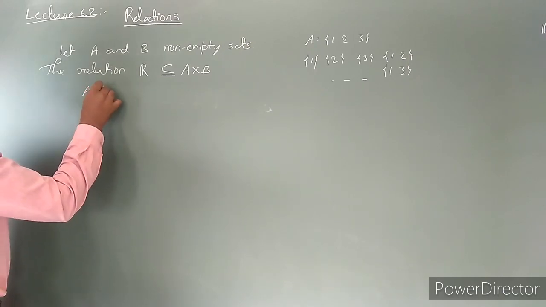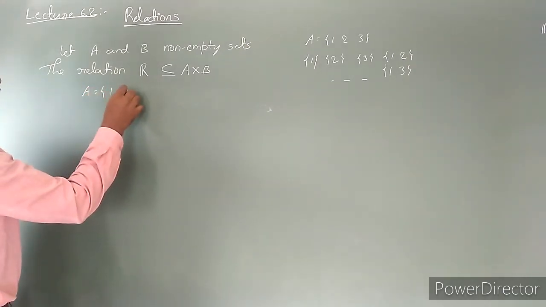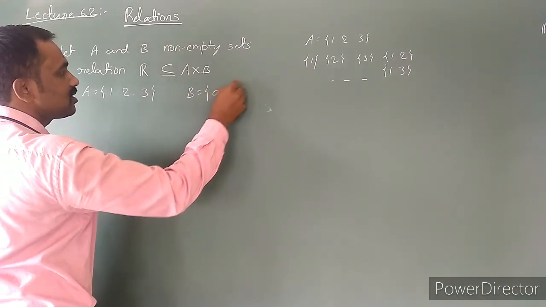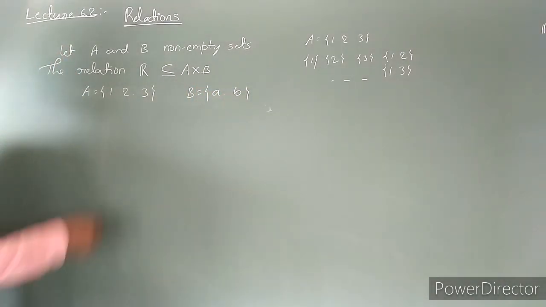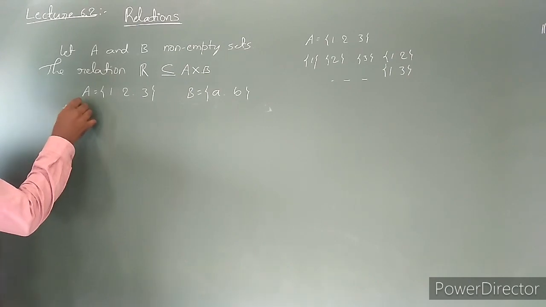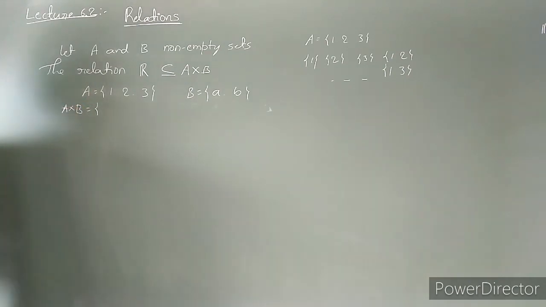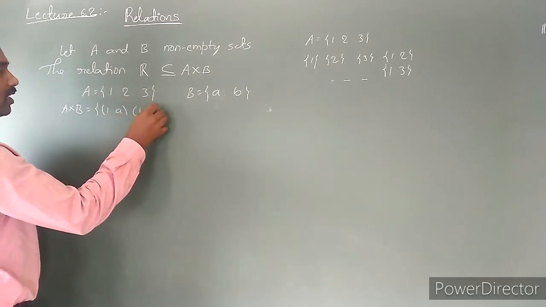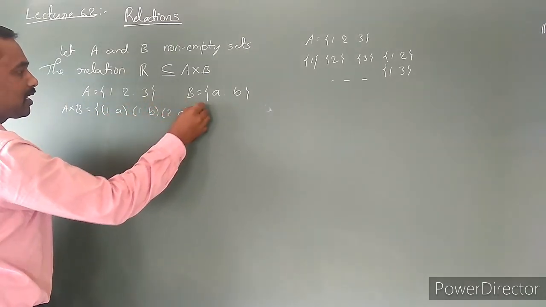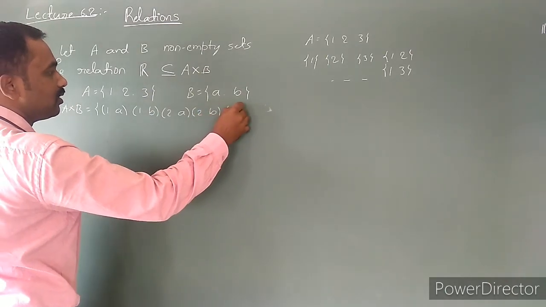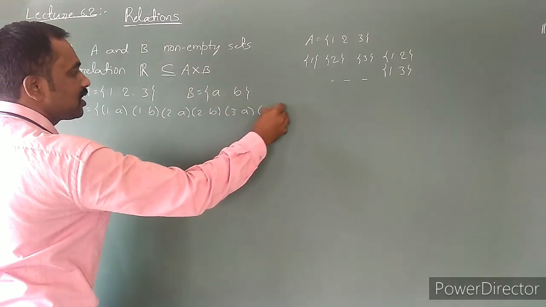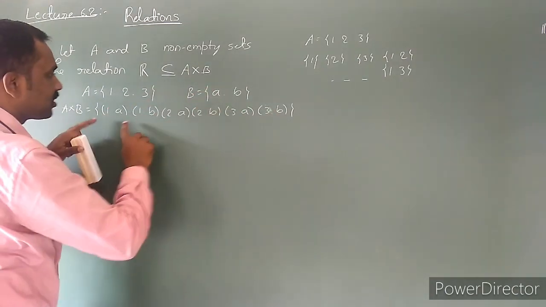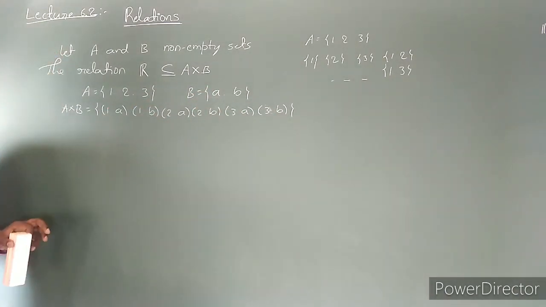Suppose the set A contains 1, 2, 3 and the set B contains a and b. Writing the Cartesian product A cross B: (1, a), (1, b), (2, a), (2, b), (3, a), (3, b). These are all the ordered pairs. We get 6 ordered pairs, so n(A cross B) is 6.